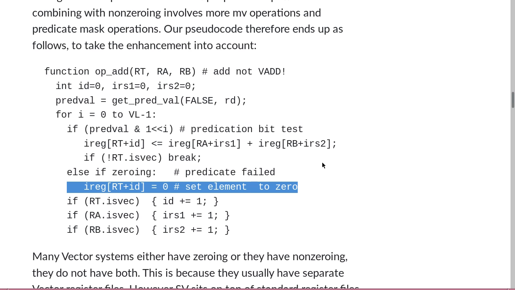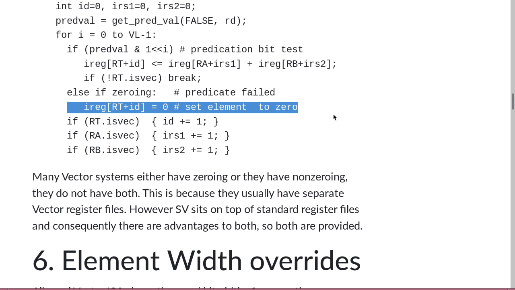Many vector systems have either zeroing or non-zeroing, but they don't have both. If you don't have zeroing, then typically your architecture would have to have a read, modify, write cycle. But if you instead use out-of-order execution, you can actually get away with that. Also, you can do byte level masking on the register file. And you can do both.